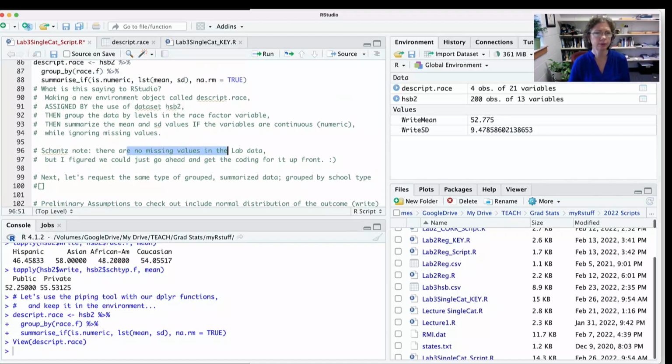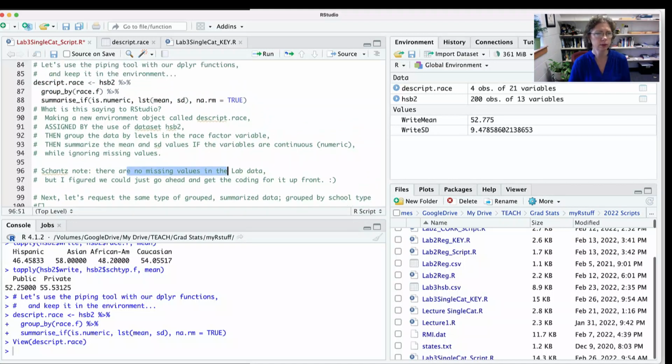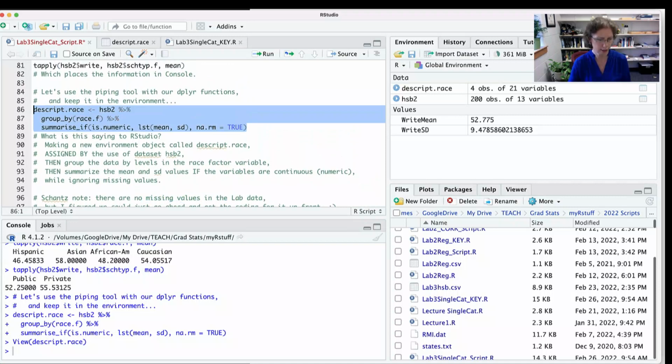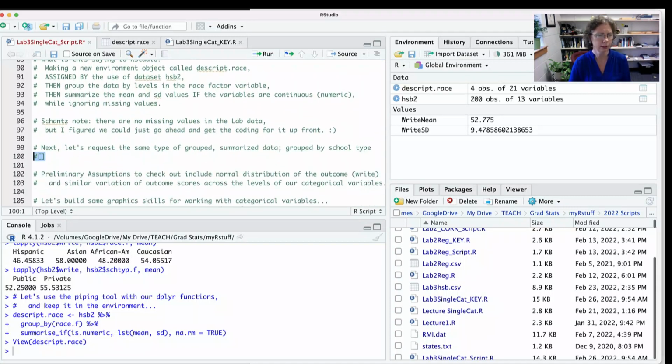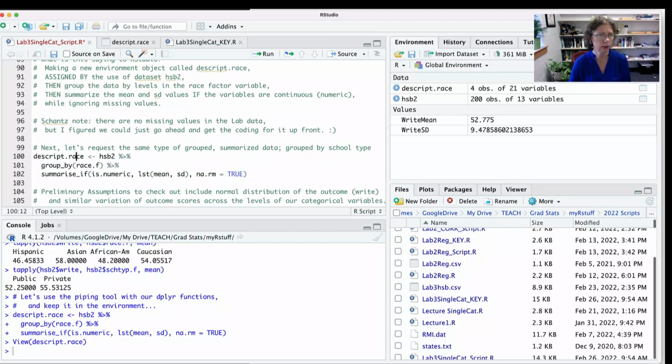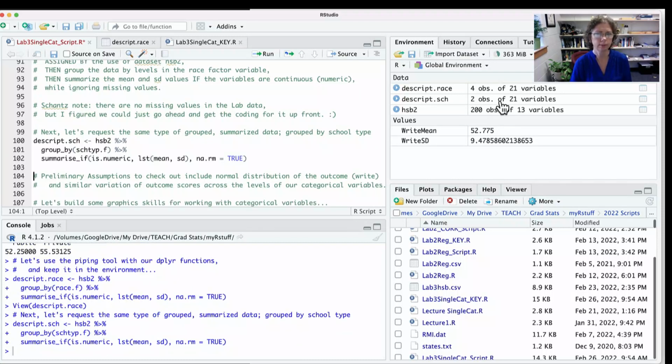So we want this same type of grouped summarized data grouped by school type. Well, now that we have the script, we can just copy it, put it down here, and change out what I want to call it. For school, this will be school type factor, and then summarize. So a new item, and it's just got the public and private for those variables. Cool.